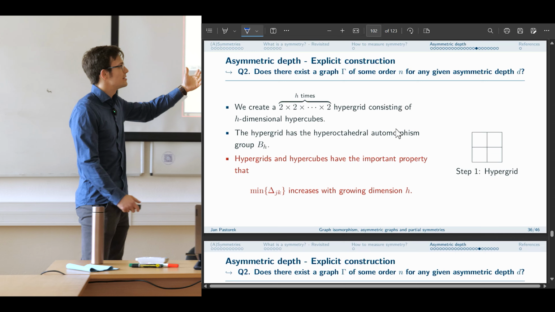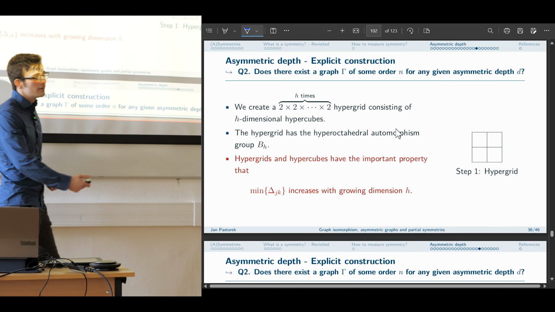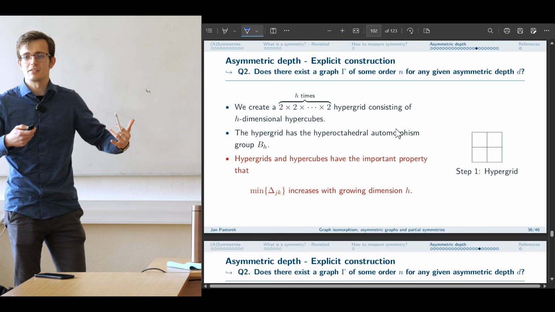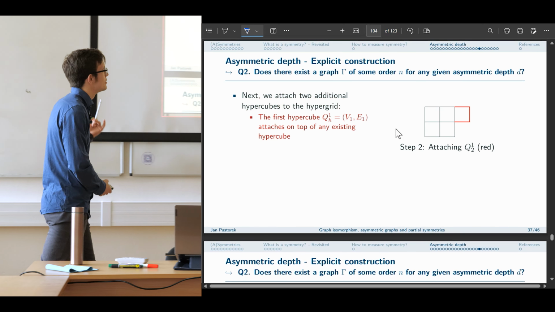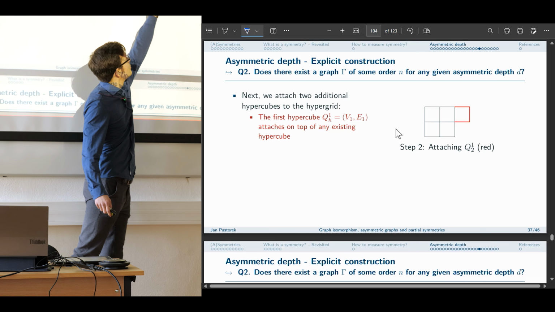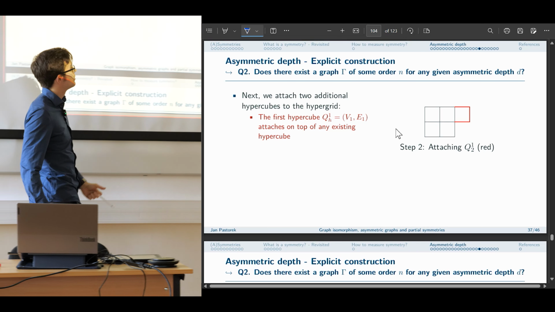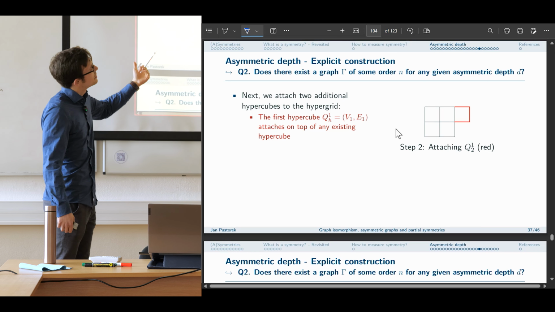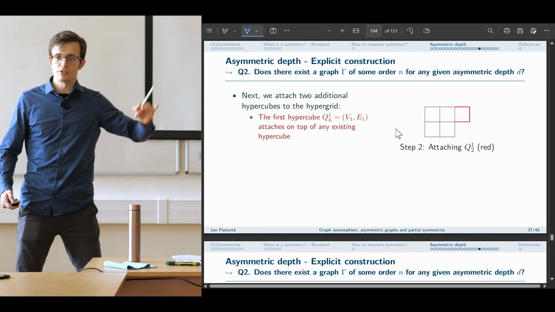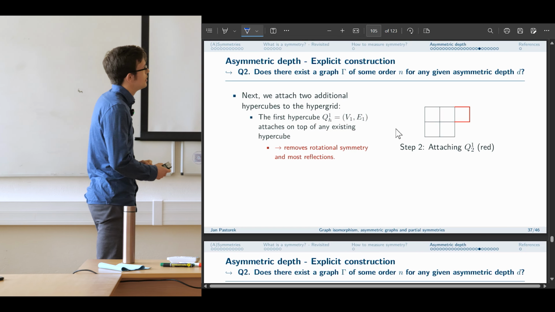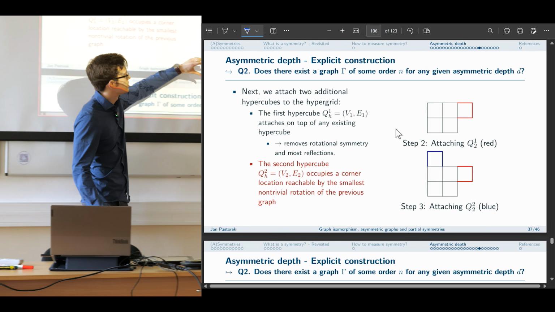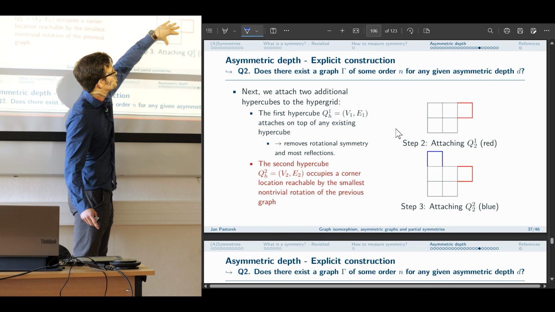And so you would like to turn this into your advantage. So how to make an asymmetric graph out of this one? We will somehow attach some new things to it to make it asymmetric. So this is one way how to do it. We attach an additional hypercube on top of one of the previous ones. This is already asymmetric, as you can see, but this wouldn't be the case for bigger dimensions. So we have to ensure that it will be also for the other dimensions.